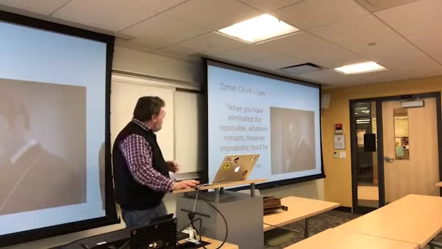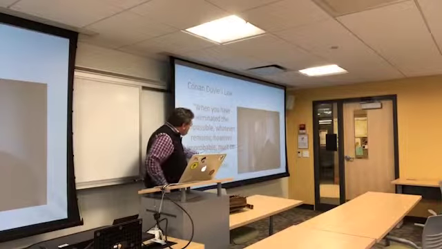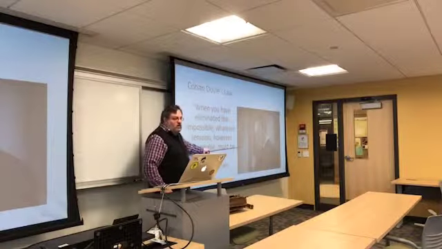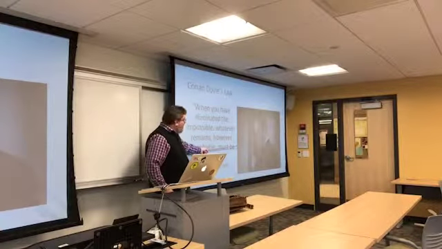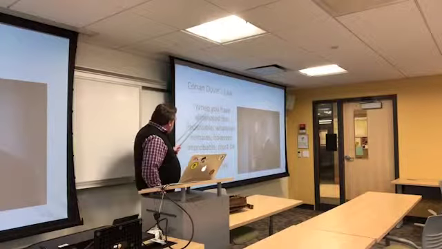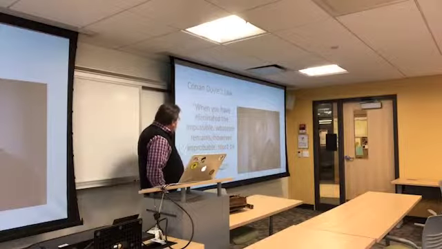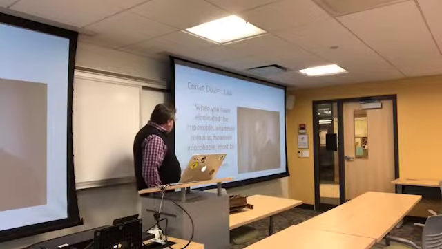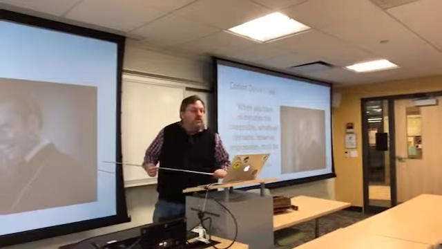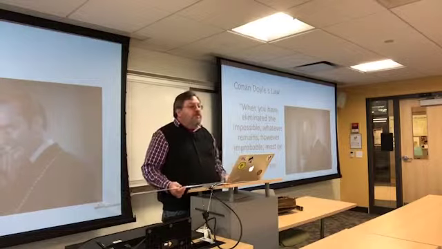Conan Doyle's Law. This is the definitive Sherlock Holmes, not those crap movies that they have recently about Sherlock Holmes. They are total crap. The idea here comes from The Sign of Four, written in 1890. When you have eliminated the impossible, whatever remains, however improbable, must be the truth. What is this talking about? It's talking specifically about assumptions.